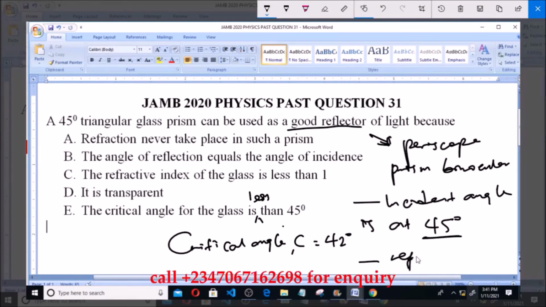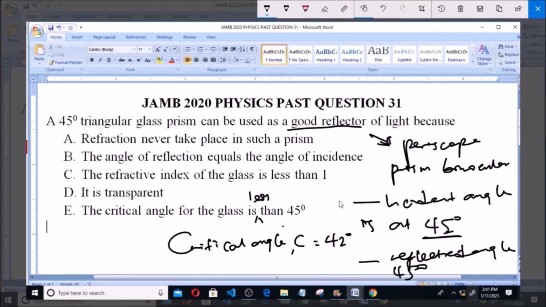So the reflected angle will also be 45 degree. It will be totally reflected. That's what we call total internal reflection. That is because as the incident light strikes the glass prism and forms an incident angle of 45 degree, which is higher than the critical angle, the total light will be totally reflected, and we get a reflected angle of 45 degree. So the answer to this question is option E, because the critical angle for the glass is less than 45 degree, which is the angle of incidence and also the angle of reflection.